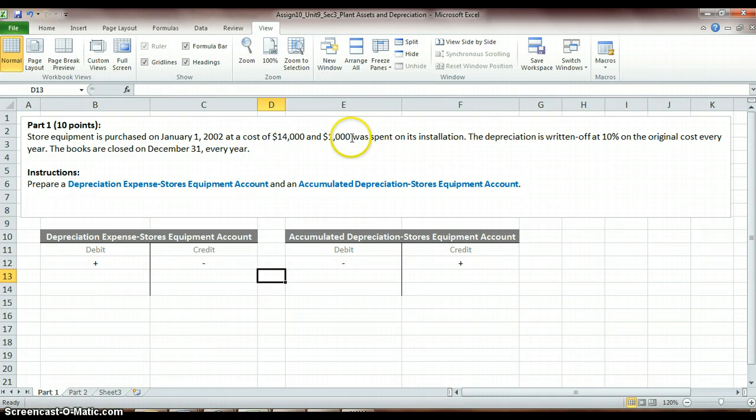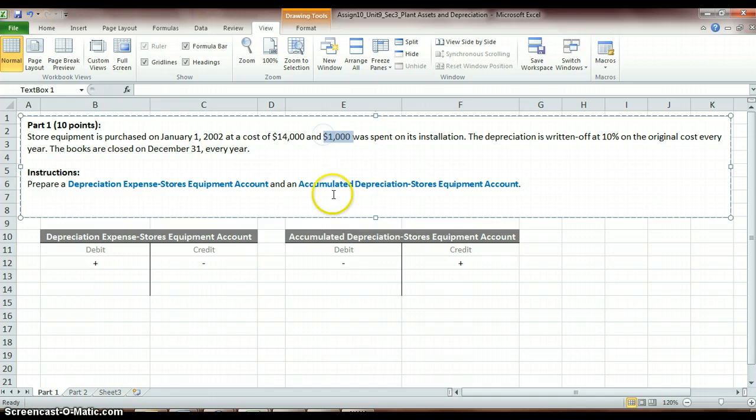In this situation we want to look at the total cost of the store equipment. It cost us $14,000 plus $1,000 for installation. So when we look at this 10% for depreciation, we're going to look at the total price it cost us to buy and install this equipment. We're going to take that 10% times 15,000 to find how much we're depreciating. In these accounts we just want to record the amount of depreciation.